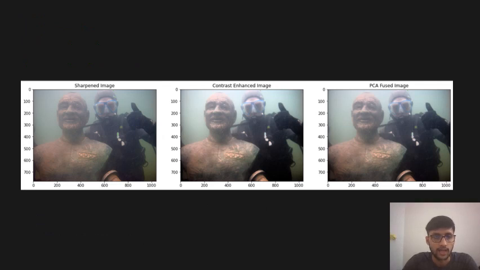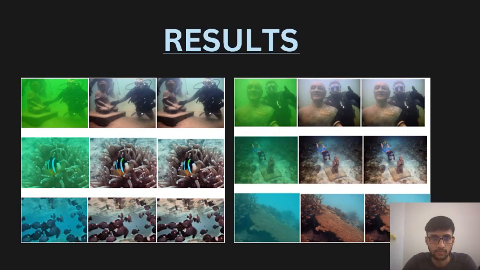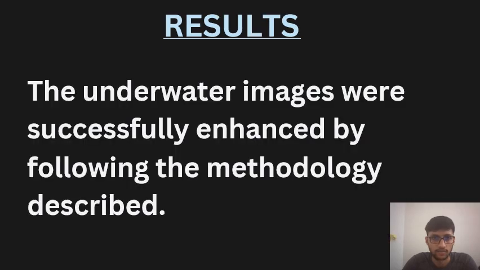As you can see in this diagram, first we used the sharpened image as input, then we created the contrast enhanced image, and after that we used the PCA based fusion technique to create the PCA fused image. Now I will be going through the results. You can see here in these two pictures, the first photo is the deep water photo, and then through our technique we enhanced it. Thank you.